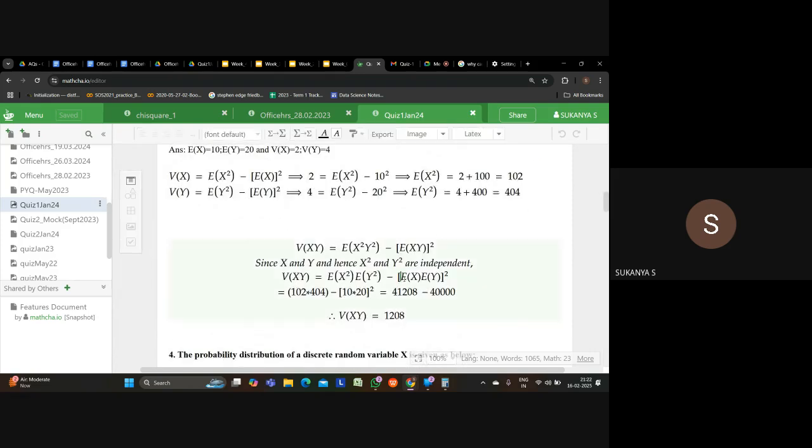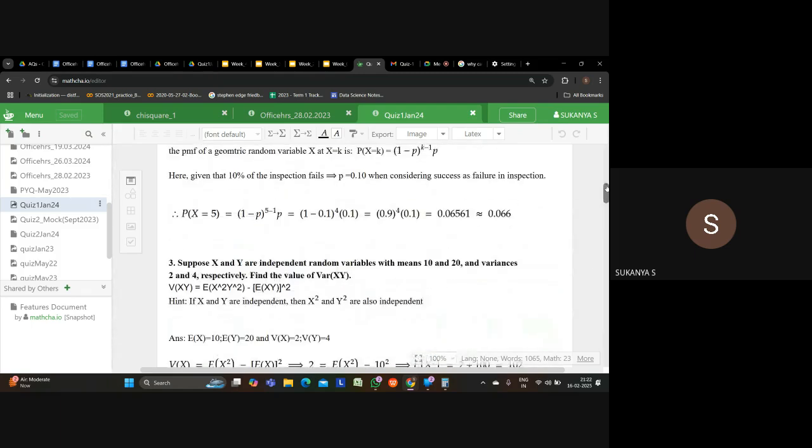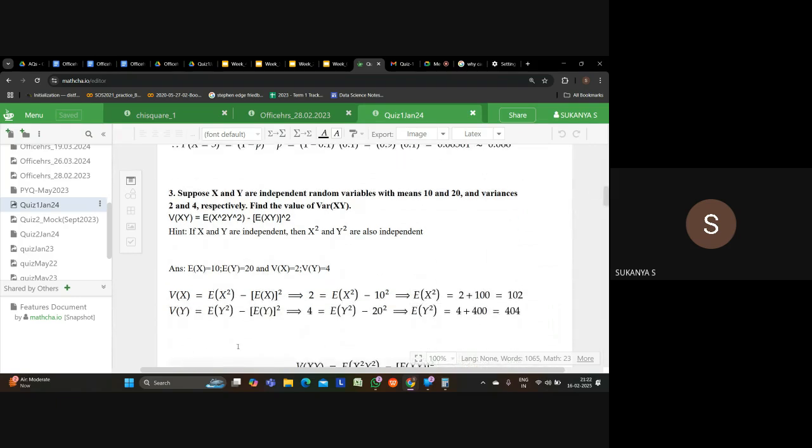So you have this part covered. What else do you need? You need just this part, expectation of x square into expectation of y square. But we are also given variance of x and variance of y, which is 2 and 4 respectively. Now, using the definition of variance of x, we can obtain expectation of x square as what? Variance of x plus expectation of x the whole square is going to be expectation of x square, right? On substituting, we will get expectation of x square is 102 and expectation of y square is 404.